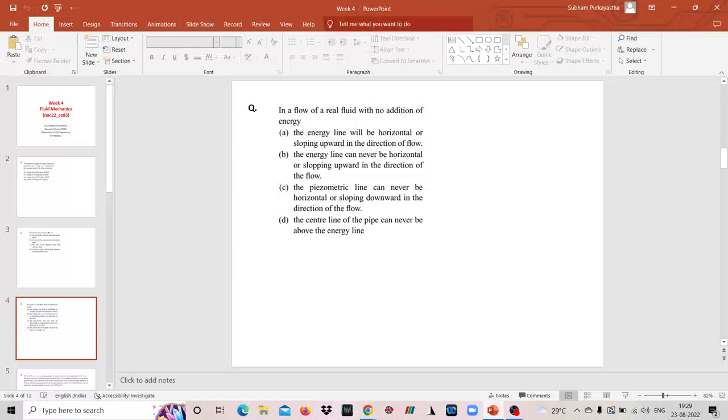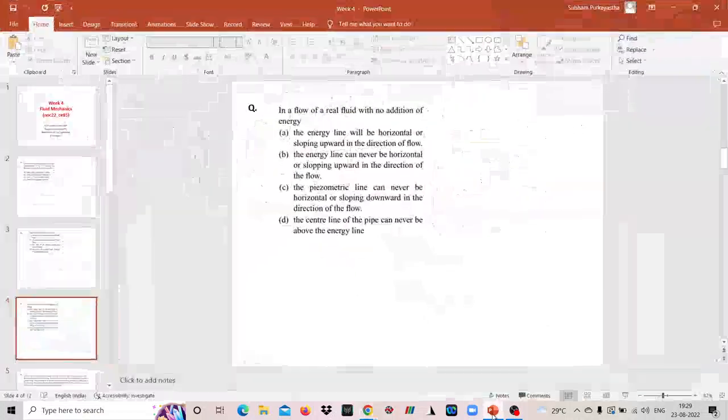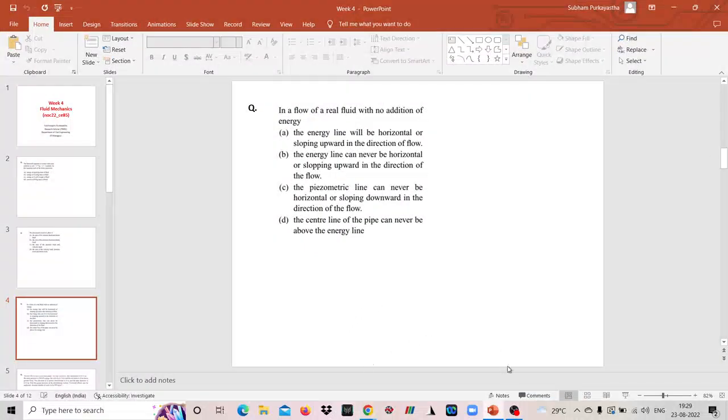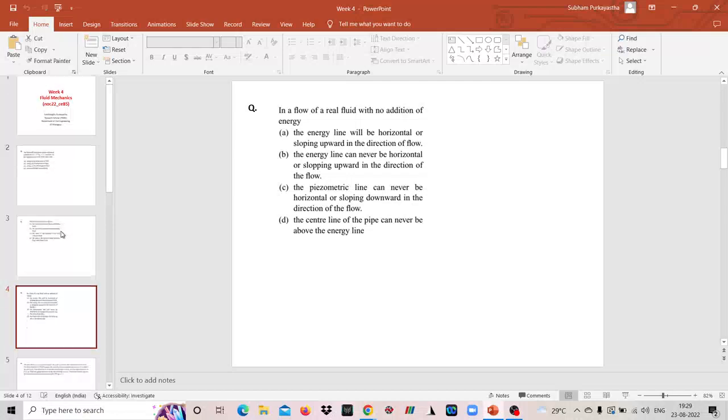So the only possible option is option B. The energy line can never be horizontal for a real flowing fluid or sloping upward in the direction of the flow. So the correct answer is option B. See, this is a simple problem, but it requires certain conception, certain understanding of the flowing fluid in terms of energy conservation. Now let's move to the next problem.